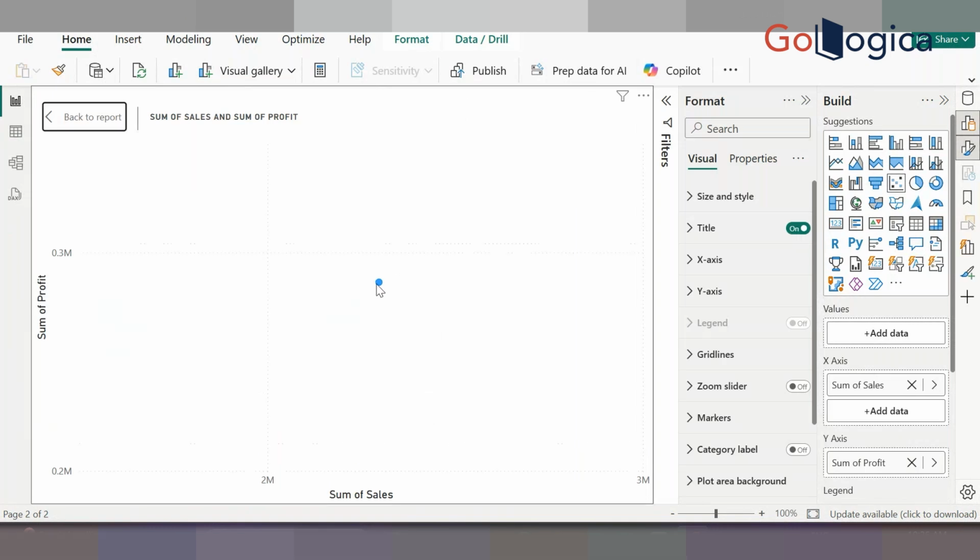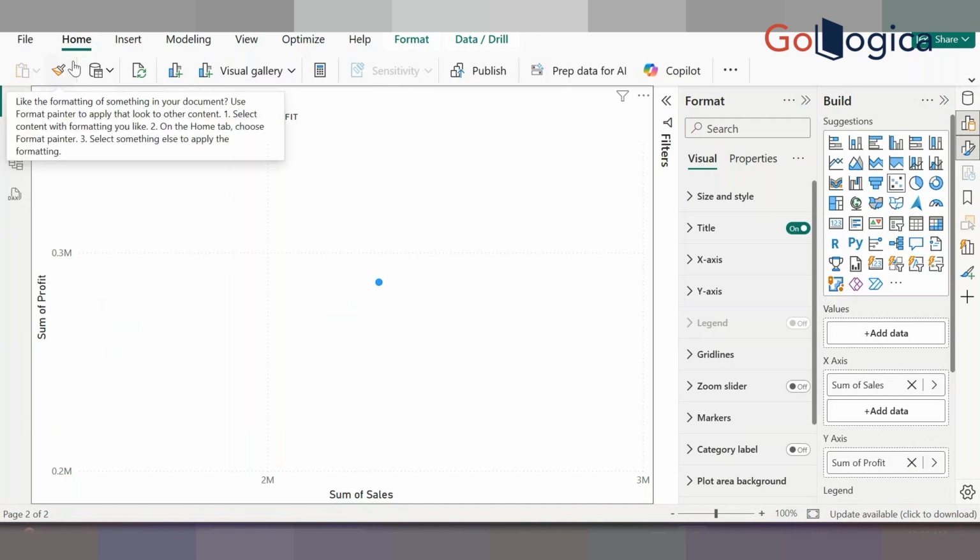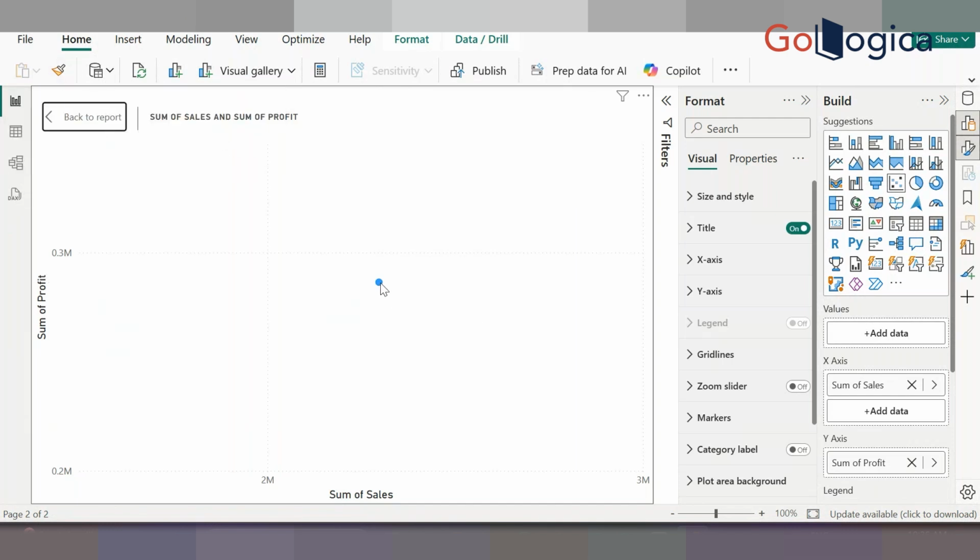Now when you look into this, we just have one single dot because you have taken the sales and the profit. In the x-axis we have sum of sales, and in the y-axis we have sum of profit. So it says what is the total sales done, and for that what is the total profit we have done. Now we understand that for 2.3 million in sales we have made a profit of only 0.2 million.